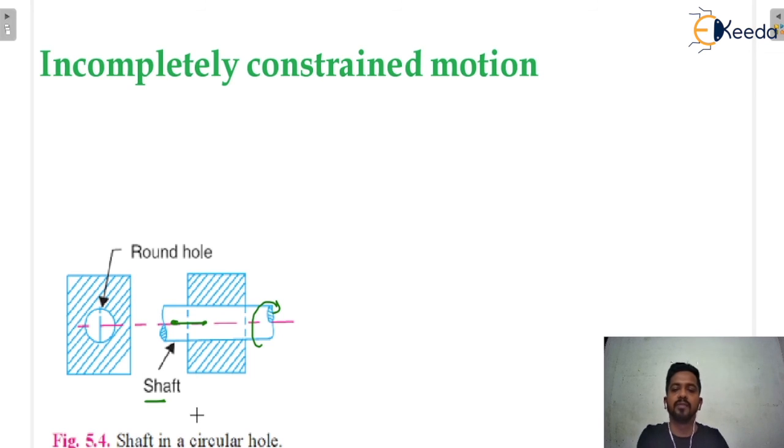So these are the three types of constrained motion. The first is completely constrained, the second is successfully constrained, and the third is incompletely constrained. From the exam point of view, you must remember the examples of each constrained motion. For example, the shaft in a circular hole is incompletely constrained motion. They generally ask you to determine which type of constrained motion the shaft in a circular hole is. You must remember it is incompletely constrained motion.